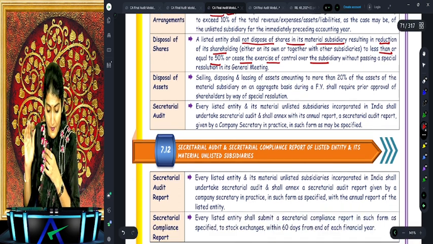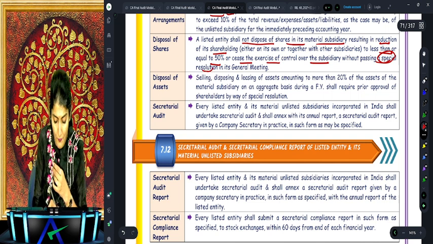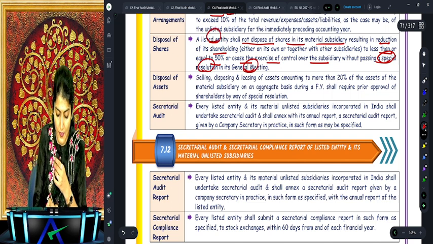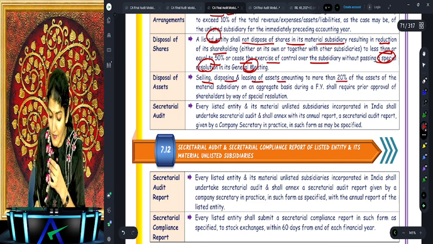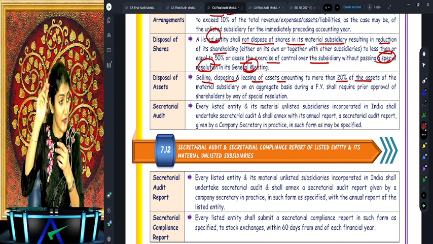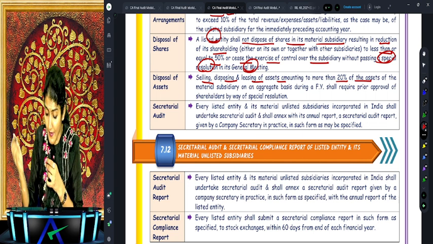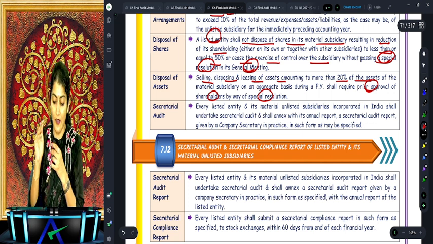So again, what does it say? It shall require the prior approval of the shareholders. It cannot be done without passing a special resolution in the general meeting of the listed entity. Then selling, disposing, or leasing of assets amounting to 20% or more of the assets of the material subsidiary on an aggregated basis again requires the prior approval of the shareholders by way of a special resolution.